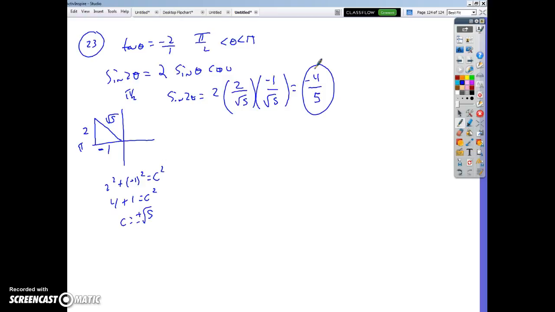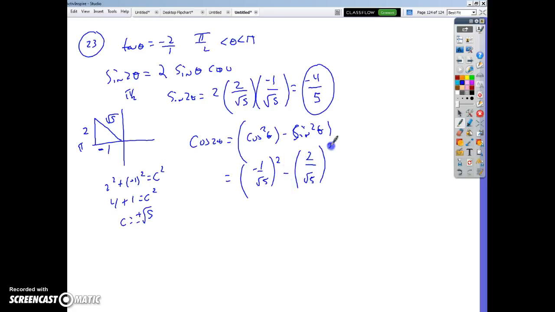Okay, so then cosine 2 theta is going to be equal to cosine squared theta minus sine squared theta, right? That's going to be cosine, which we just said was -1 over root 5 squared, minus 2 over root 5 squared. So that's going to be 1 over 5 minus 4 over 5, which is going to be -3/5.